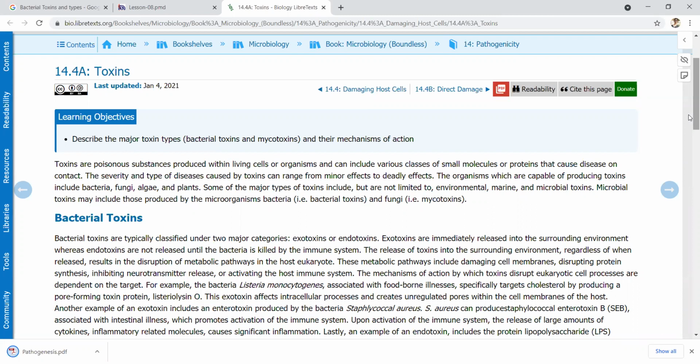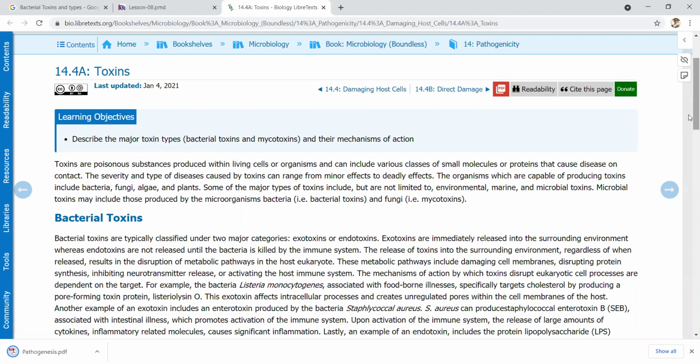Some of the major types of toxins include, but are not limited to, environmental, marine, and microbial toxins. Microbial toxins may include those produced by bacteria, which are known as bacterial toxins, and if they are released by fungi, they are called mycotoxins. The word myco means fungi, and hence they are called mycotoxins.